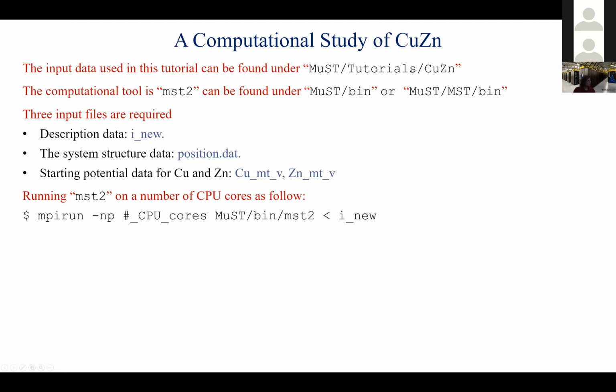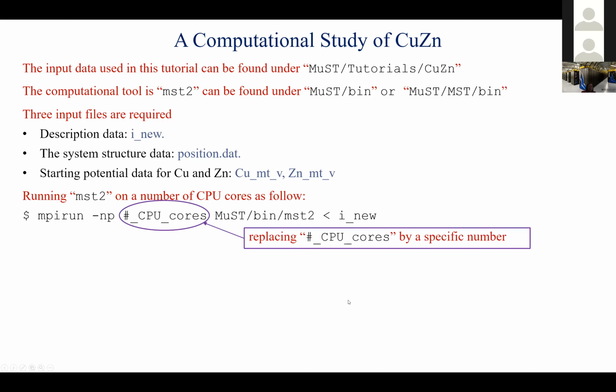MST2 is the executable you're going to use to run this calculation. And this arrow means that I'm going to take this file as input. My file name happens to be I_new, but you can call it whatever you like. You have to make sure that this file name is the description data file name. So basically, it's just the command to run this calculation. In your real calculation, you just specify whatever number of actual CPU cores you want to use, and put that number here.